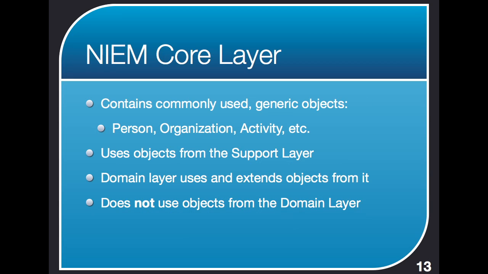I already gave you a decent amount of detail about the NIEM core layer. It's commonly used generic objects, persons, associations, generic activities, things like that. It utilizes things from the layer below, the support layer, and the domain layer uses and extends objects from it, but it itself does not use objects from the domain layer, again allowing us to update domains without having any effect on NIEM core itself, so we don't have to update NIEM core each time we update a domain.